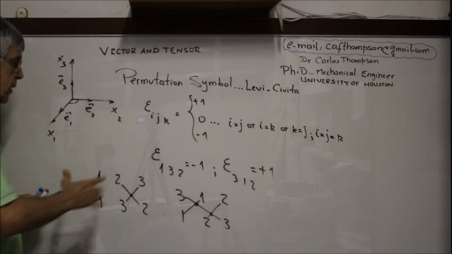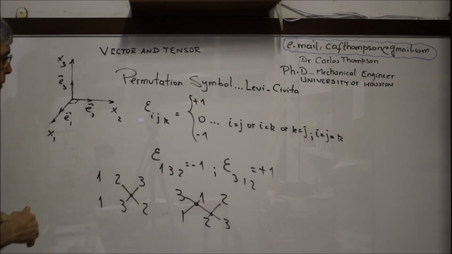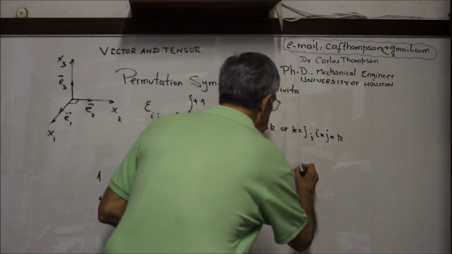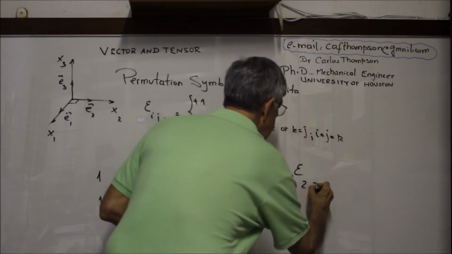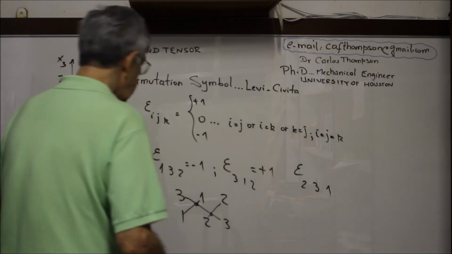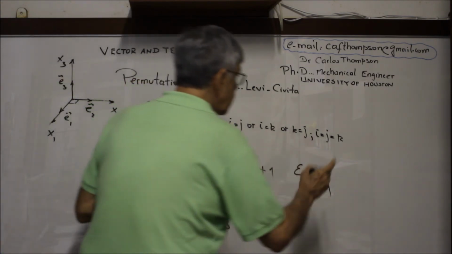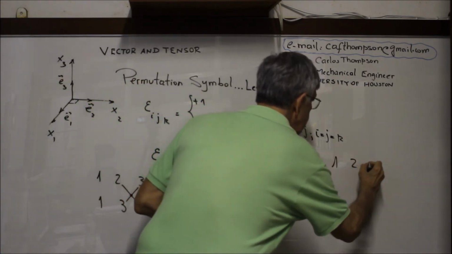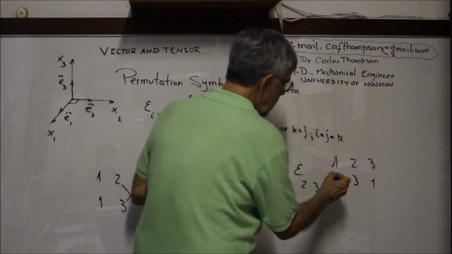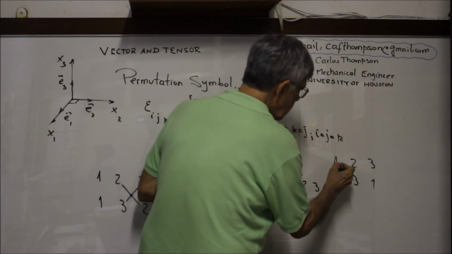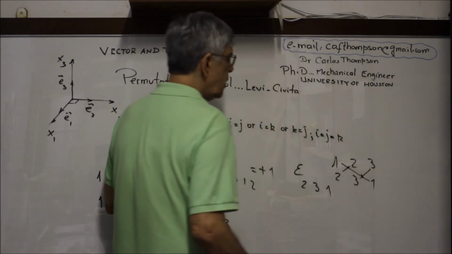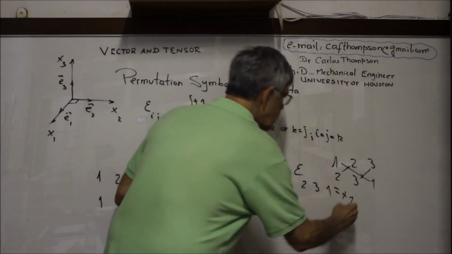Now, it's quite easy to see it. Let's take another one, just randomly. Epsilon 2, 3, 1. I don't know yet. Then I compare 1, 2, 3 with 2, 3, 1. 2 here, 1 here, and 3 here. So 2 intersections. So this is plus 1.